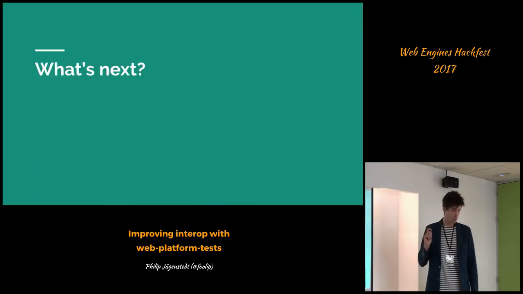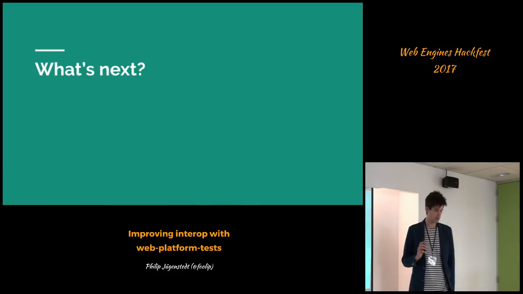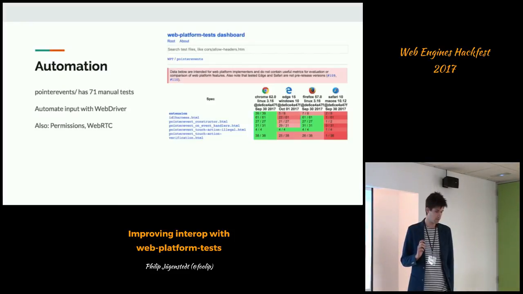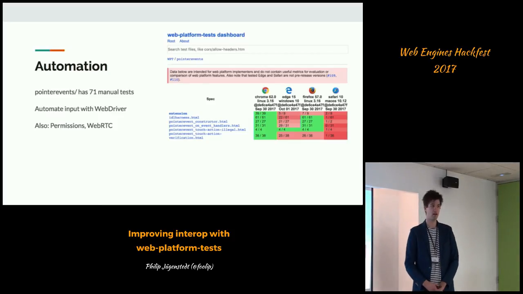Okay, back to web platform tests. What are we up to next? Well, automation is a huge problem. There are lots of manual tests in web platform tests. I haven't counted, but I suspect that the majority of them just want you to click a thing to bypass the user activation, I think is the terminology. Like full screen, for example, you just need to click anywhere to run your test, and that's all.